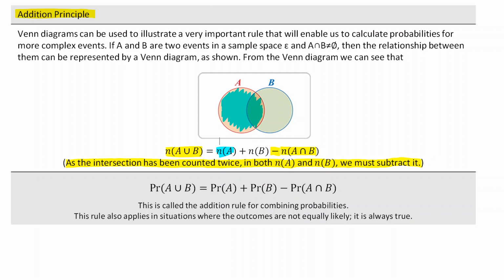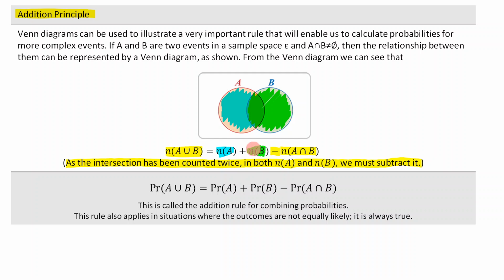And then I'm going to count the number of elements in B. So the number of elements in B. Do you see that we've counted the intersection part twice? So what we need to do is now subtract that away to find the amount that is here altogether. So we have to subtract it away, otherwise we've counted it twice.